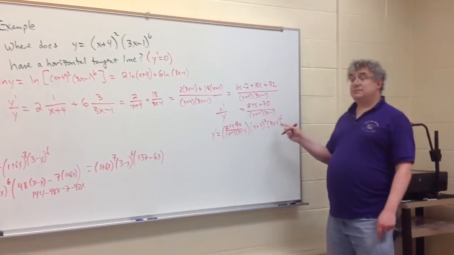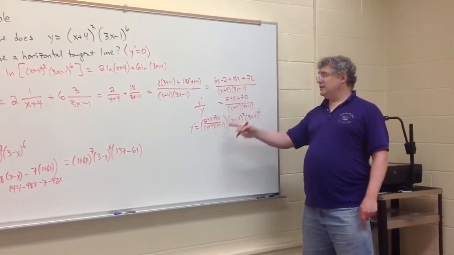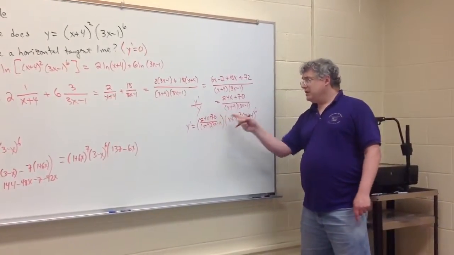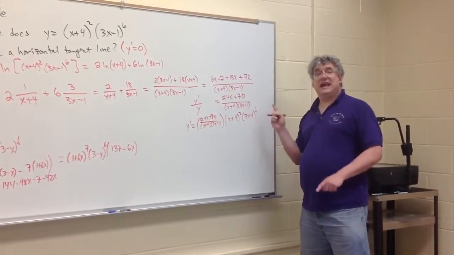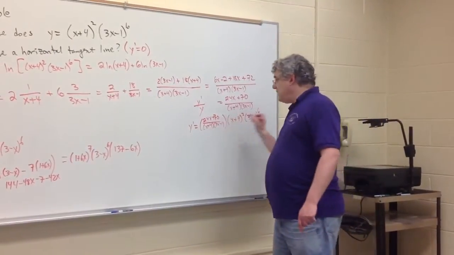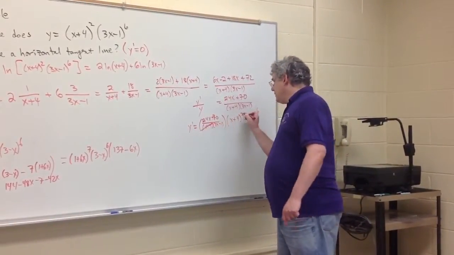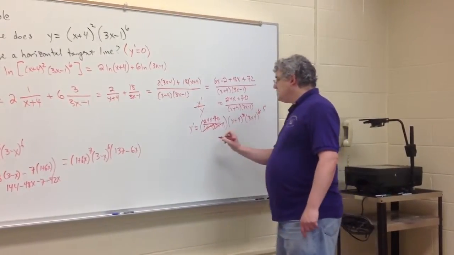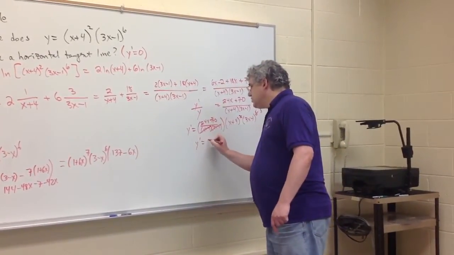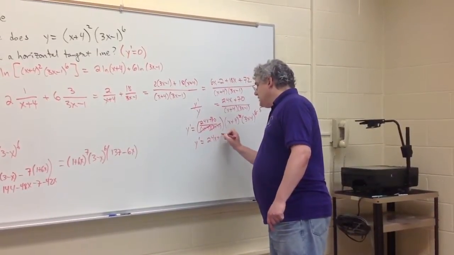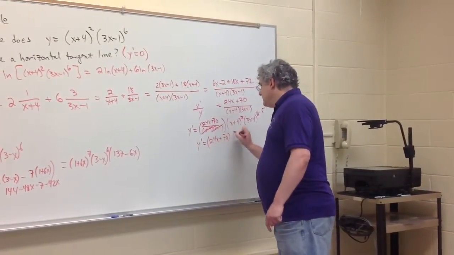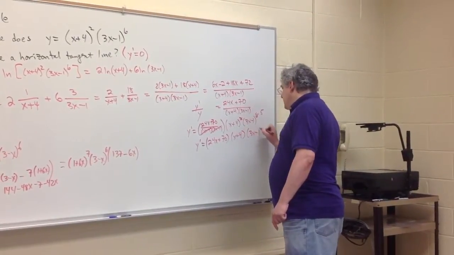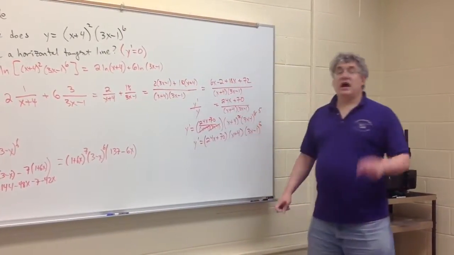Now, this method of doing it first, getting a common denominator, might be nicer, because I can now, this factor times this factor times this factor, I can cancel factors. I'm dividing everything once by x plus 4. I'm dividing everything once by 3x minus 1. So I get y prime is 24x plus 70 times (x plus 4) to the first times (3x minus 1) to the 5th. I'm almost done.